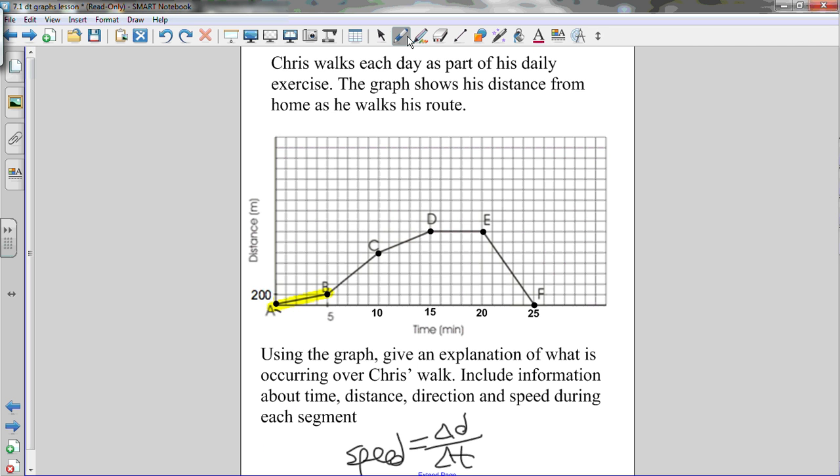So what I want to talk about, it's a straight line, so he's moving at a constant pace, and it's not very steep, so he's moving pretty slow. I can actually calculate the speed for that section, and as time is increasing, the distance from home is increasing. So he's moving away from home at a slow, steady speed. But I'll be able to actually state what that speed is.